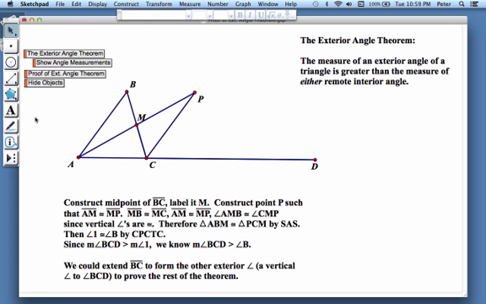And then the second step, they want us to construct a point P such that the distance from A to M is the same as the distance from M to P. Since we know that M is a midpoint, I know that BM is congruent to MC. And by the vertical angle theorem, I know that angle BMA is congruent to angle PMC. So, therefore, these two triangles are congruent by side angle side.